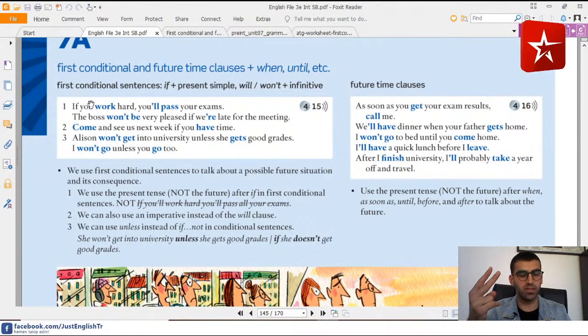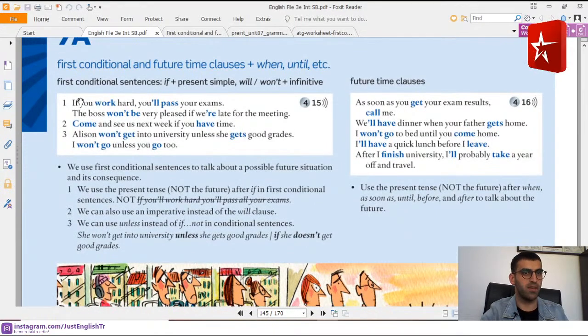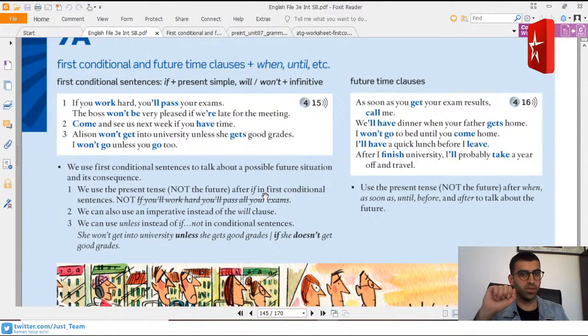We have two clauses in any conditional sentence: the if clause and the main clause. In the if clause we use the present simple, the present tense after if, in the first conditional. But in the main clause we use the future simple. Here you can see: if you work hard, you will pass your exams.